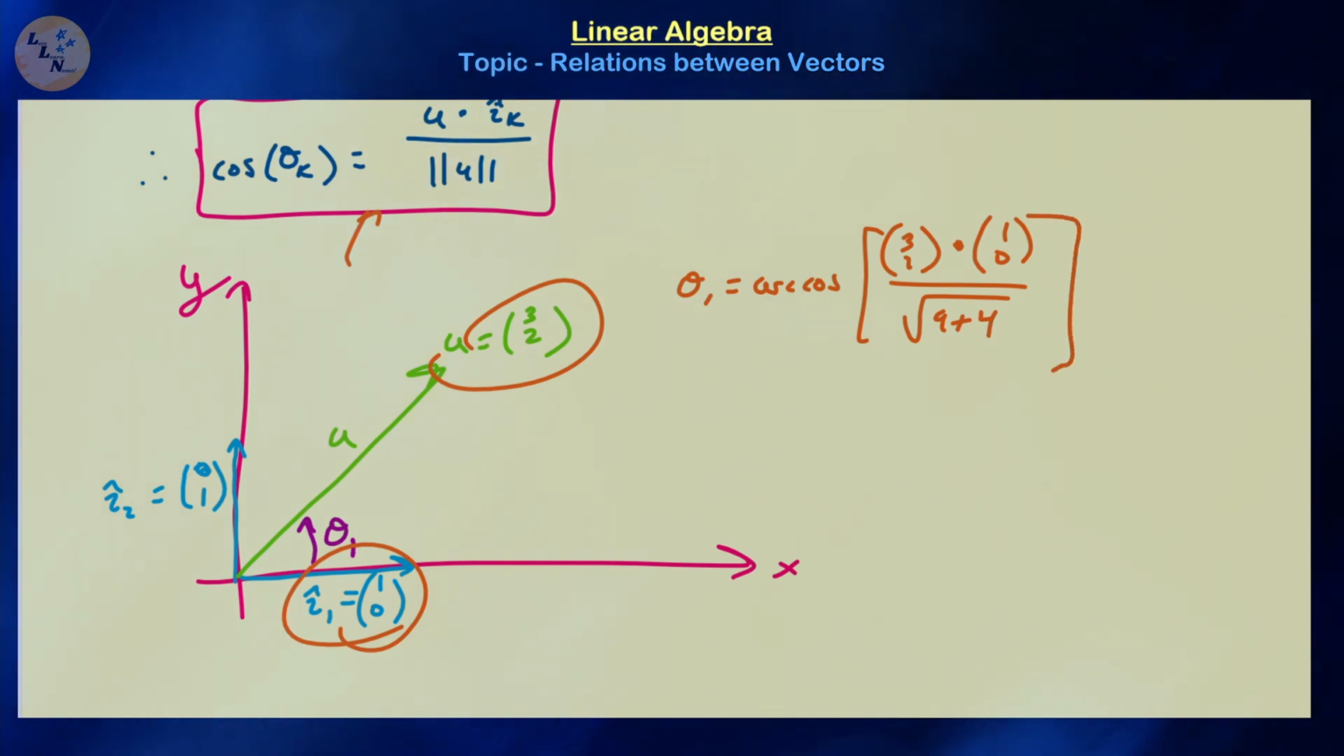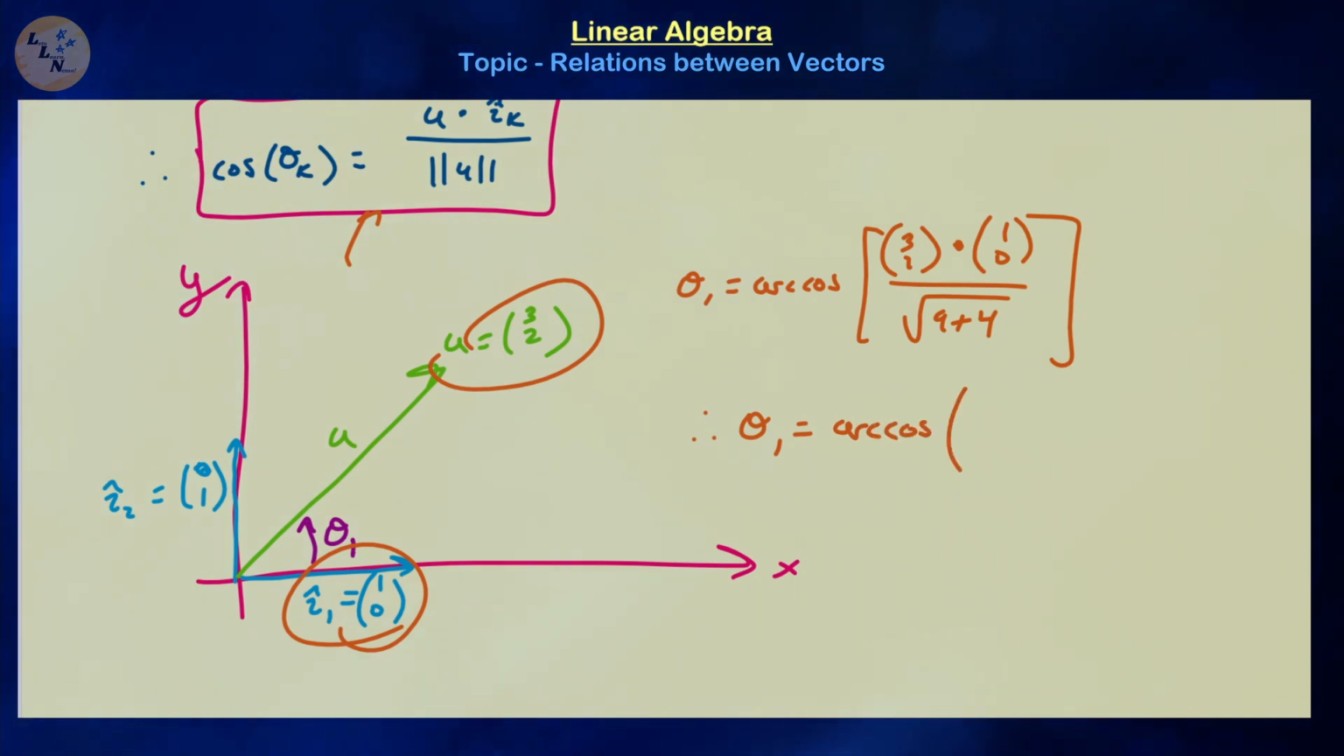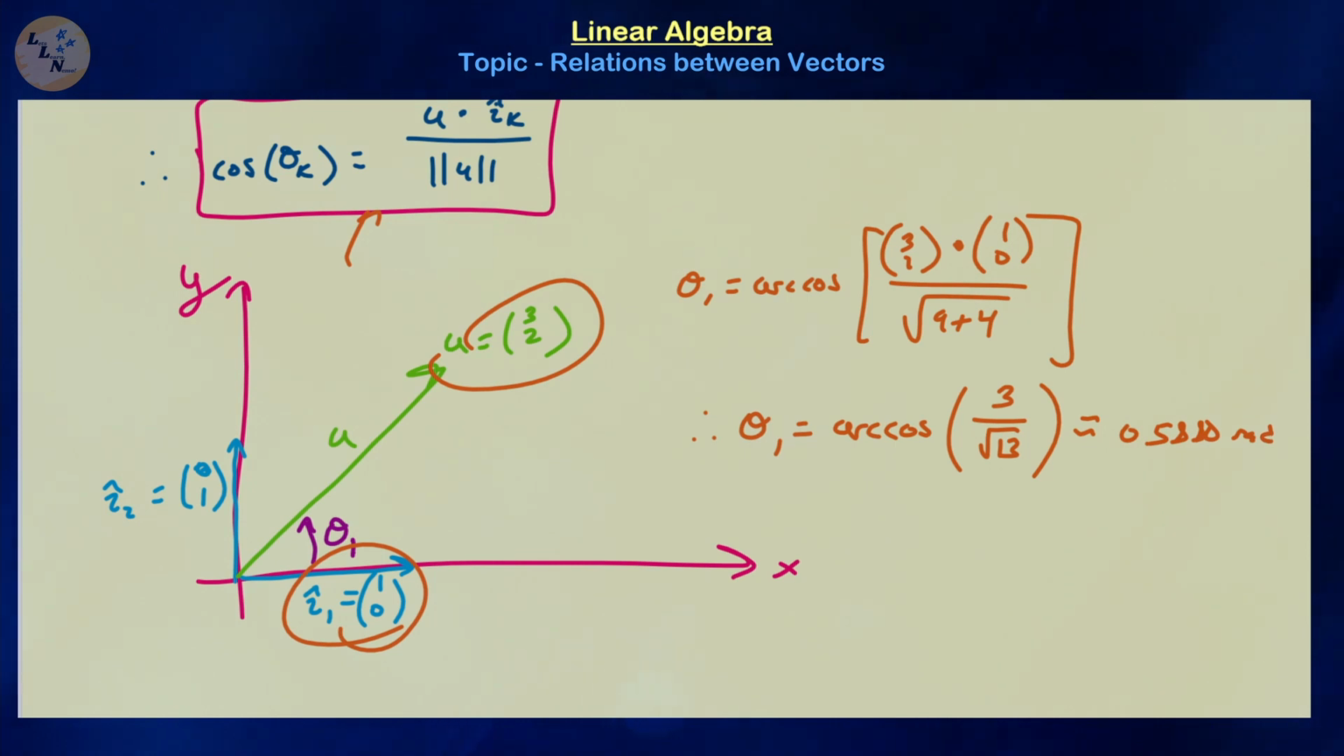All right, so once you actually do that, theta 1 is going to be equal to the arc cosine of 3 times 1, which is 3, plus 2 times 0, which is 0. This is going to be equal to 3 divided by the square root of 13, and that's approximately 0.5880 radians, which is actually equal to 33.69 degrees.